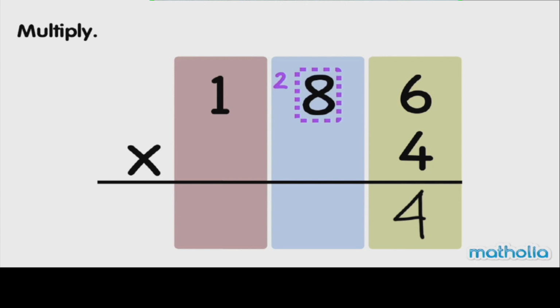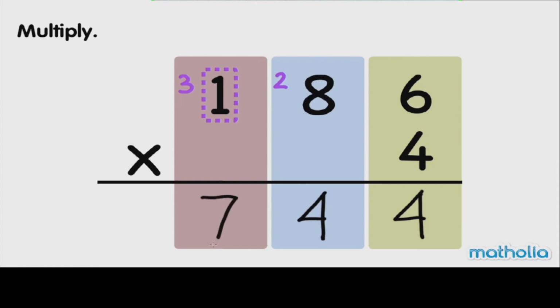Multiply the tens by 4 and add the regrouped tens. 8 tens times 4 equals 32 tens. 32 tens plus 2 tens equals 34 tens. Regroup 34 tens into 4 tens and 3 hundreds. So we write the 4 and carry over 3 hundreds. Finally, multiply the hundreds by 4 and add the regrouped hundreds. 1 hundred times 4 equals 400, plus the 300 equals 700.